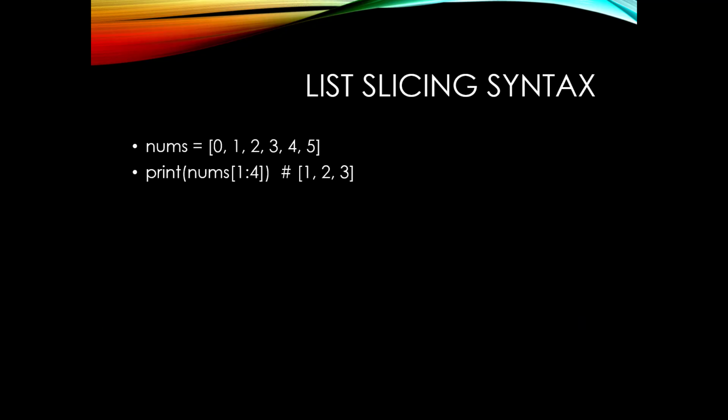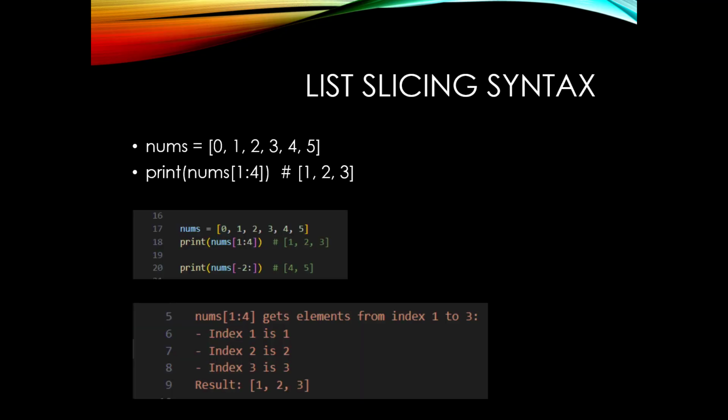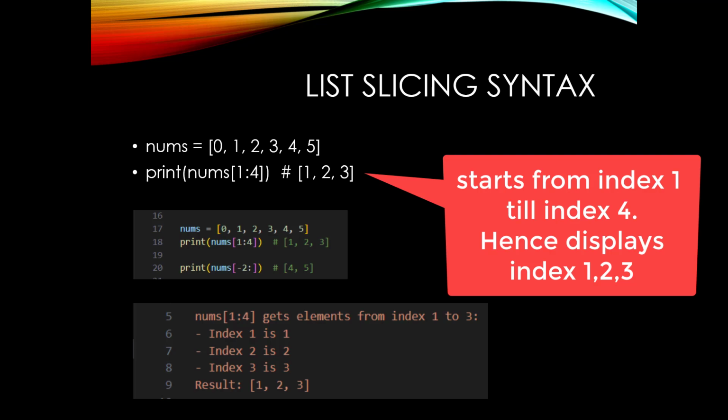Let's create a numbers list from 0 to 5. So 0, 1, 2, 3, 4, 5. Let's print nums[1:4]. This will provide the output 1, 2, 3 inside a list.